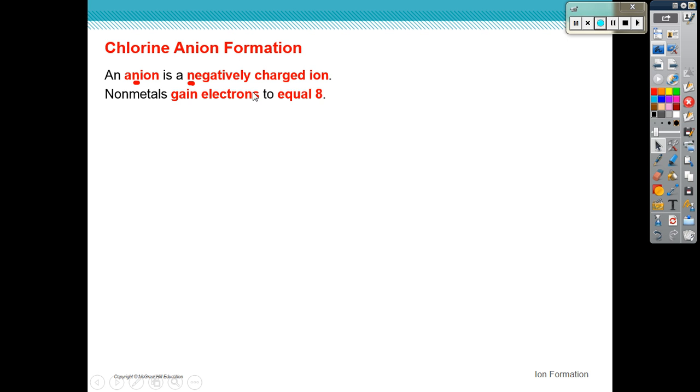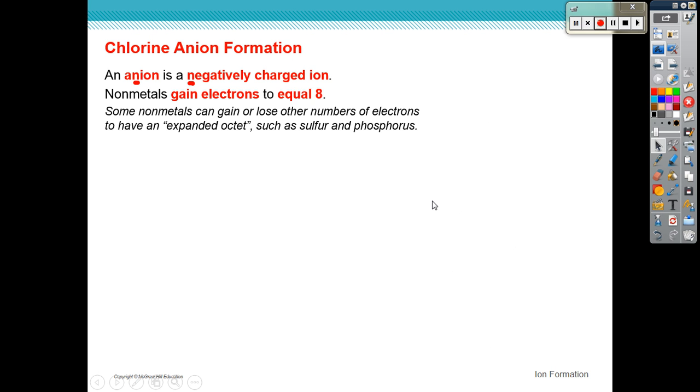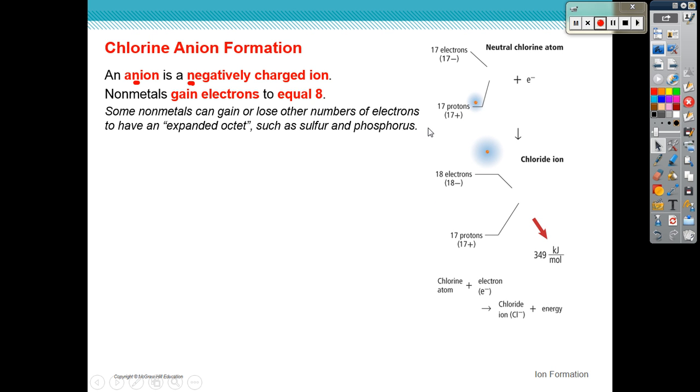And anion is negative. We know that nonmetals, just like the regular metals, all want to have 8 valence electrons, but the nonmetals will tend to gain electrons to get to 8. We know sulfur and phosphorus, as we mentioned before, can break the rule, but look at chlorine. Chlorine will have 7 valence electrons, so it's going to gain 1 to have a total of 8 valence electrons, but in the process, it will have a negative charge.